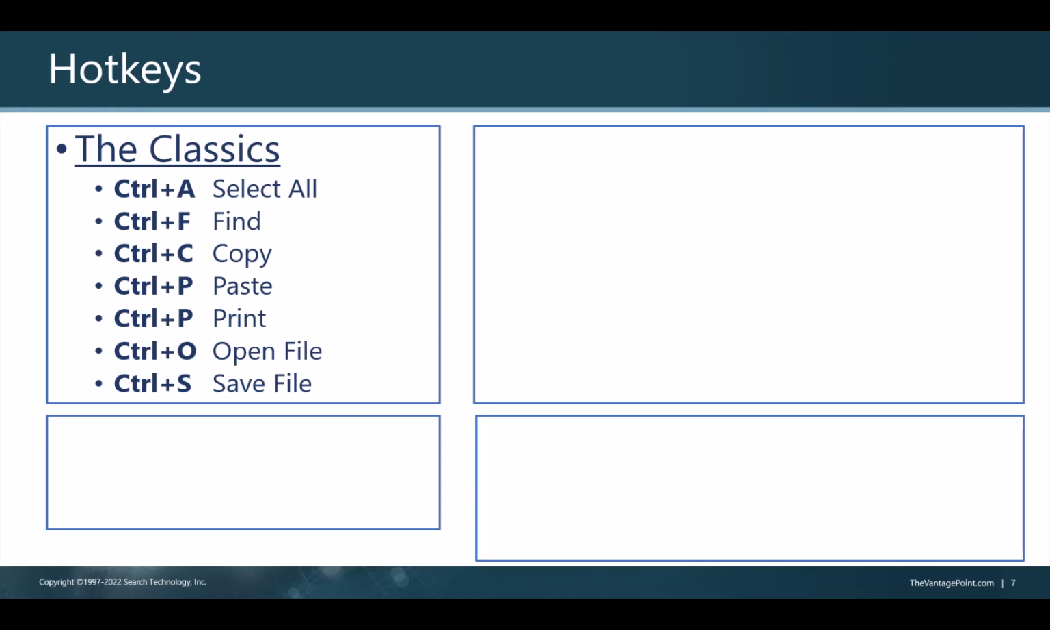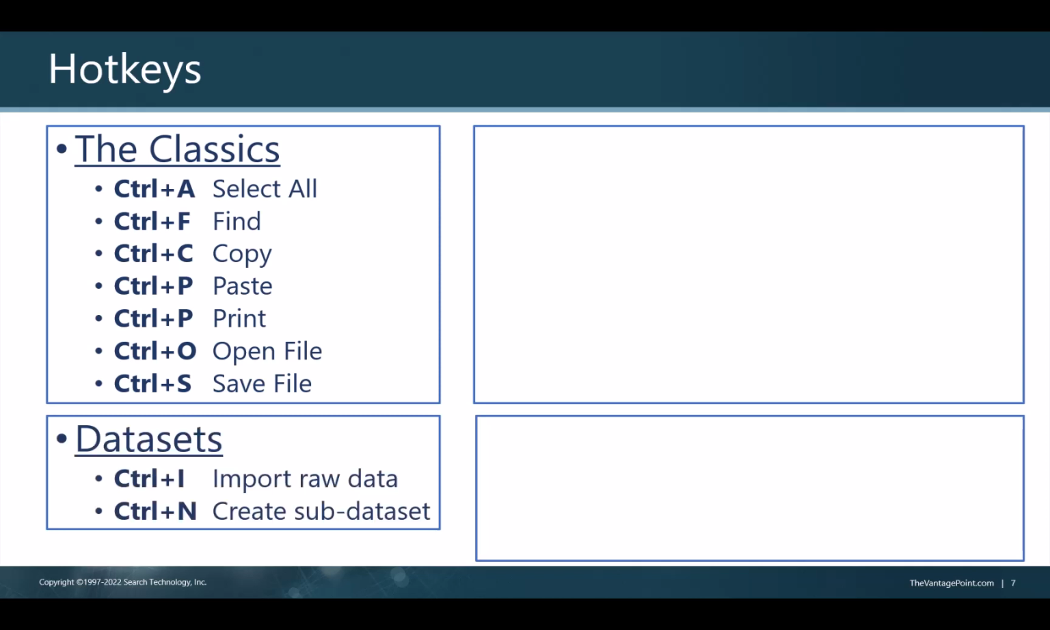Now on to the hotkeys. Of course, VantagePoint has all of the classics that you would expect to find in any Windows application. Select all, find, copy, paste, print, open file, save file, the usual. Now, hopefully you've also discovered the quick shortcuts for new data sets. Control-I to import raw data, and Control-N to create a sub-data set from whatever you have selected.